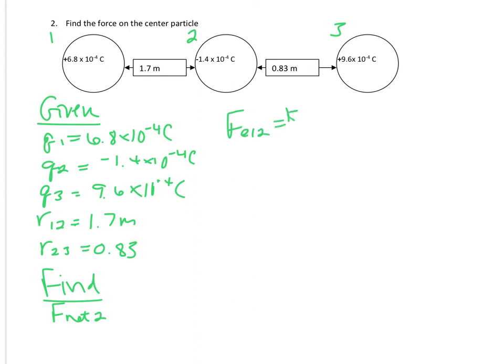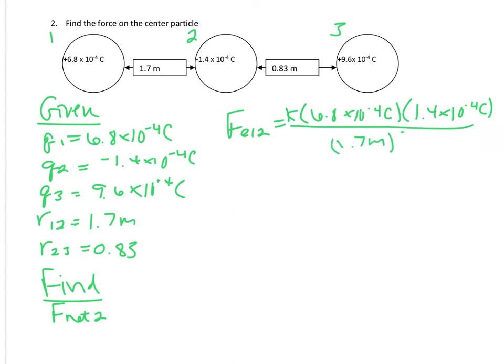Fe12 is going to equal K, 6.8 times 10 to the negative 4th coulombs times 1.4 times 10 to the negative 4th coulombs over 1.7 meters squared. Fe12 equals 296.4, keeps on going, newtons. I got ahead of myself and forgot to draw the force diagram.